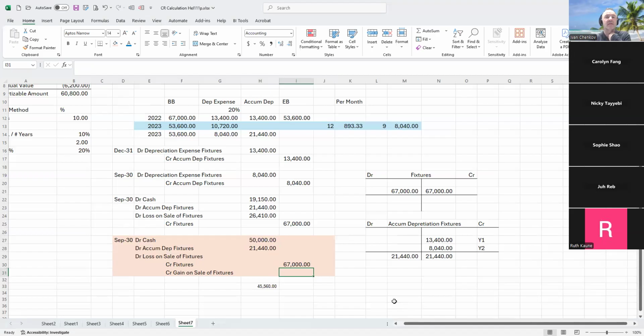We're gonna have gain. How much will be my gain? That will be this one plus this one minus that one. That's my gain. But if I get less than that, let's say 40,000, then I'm gonna have loss. Make sense? Makes sense.